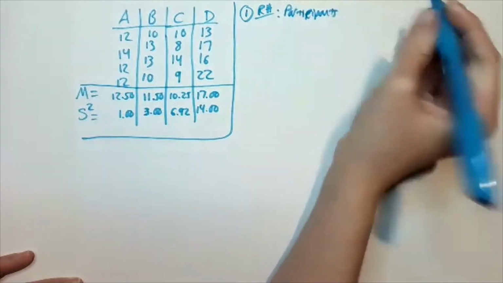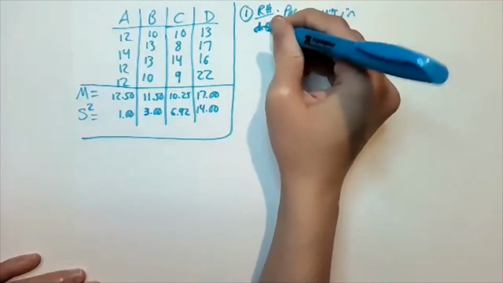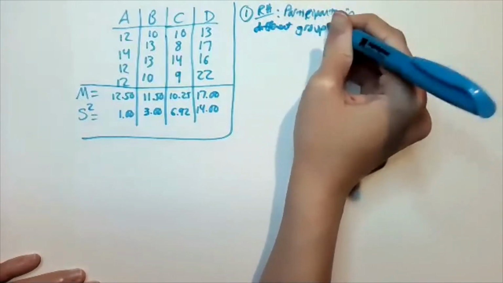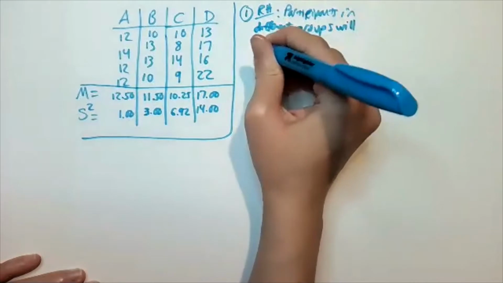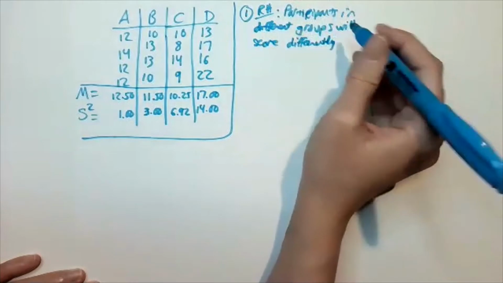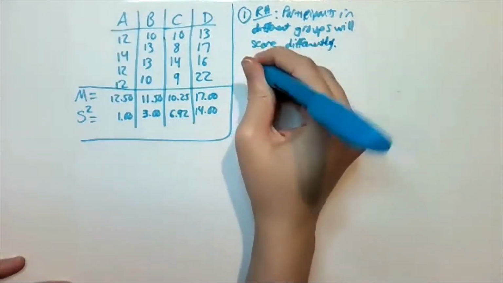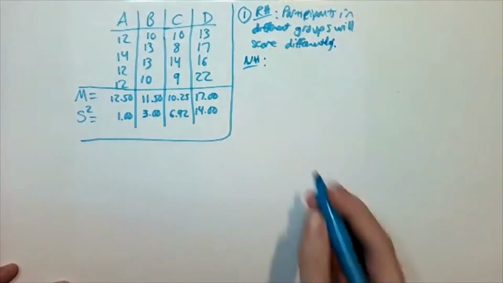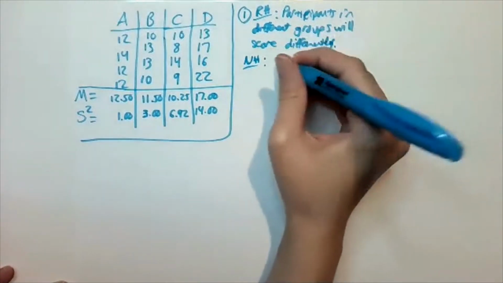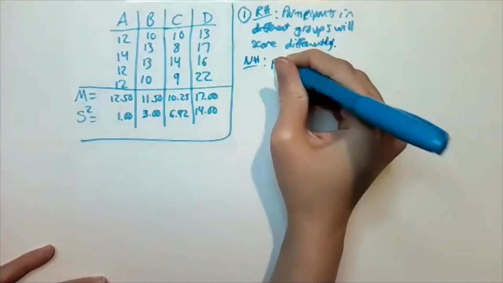Participants in different groups will score differently. And again, we can imagine that this is perhaps an anxiety inventory that people are taking maybe a couple of weeks after they've started these different types of therapy. And for our null hypothesis, we can say that participants in all the groups will perform the same.